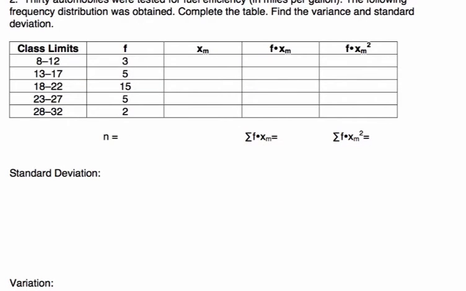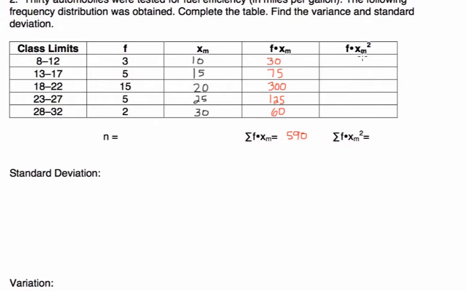First, I need to find xm, the midpoint of each class. So to do that, I average the upper and lower limits. So 8 plus 12, enter, divided by 2. 13 plus 17, enter, divided by 2. And so on. Then I do f times xm, the frequency times the midpoint. Once you've done that, add your column to add up the frequency times the midpoints. You get 590.